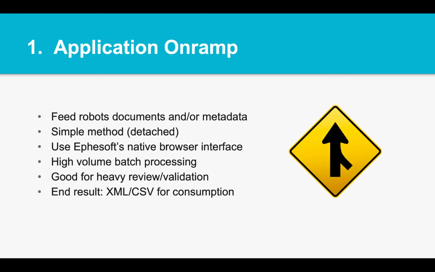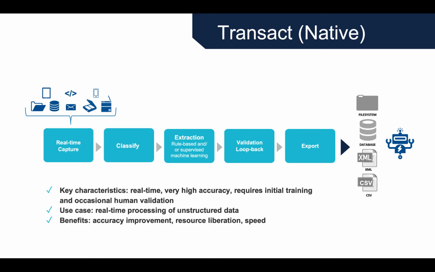The first and easiest way to leverage Ephesoft is a front-end on-ramp to feed your digital workers. In this method, Ephesoft can ingest documents from folders, emails, scanners, copiers, mobile devices, content systems, and much more. Standard smart capture review and validation can occur, and the end result is data in a CSV, XML, or other format for robots to consume.